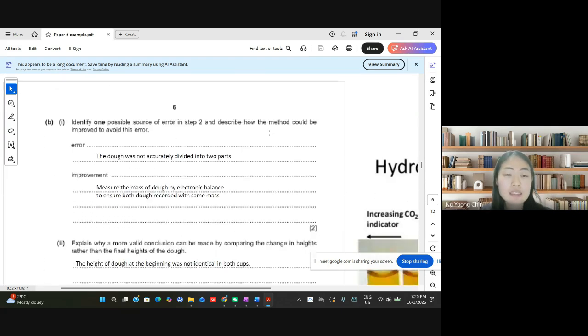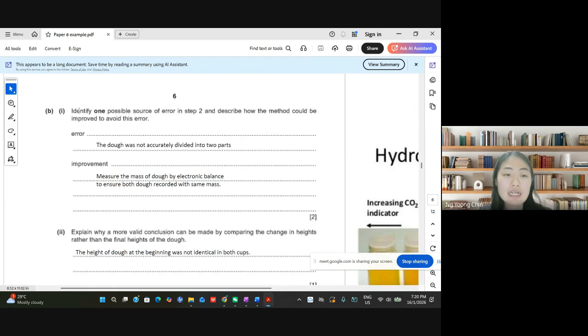And then the second question: identify one possible source of error in step 2 and describe how the method could be improved to avoid this error. This is also a common question. They must ask you this kind of question, so the answer is already fixed. How are you able to reduce the source of error, and how are you able to improve the accuracy of the result?